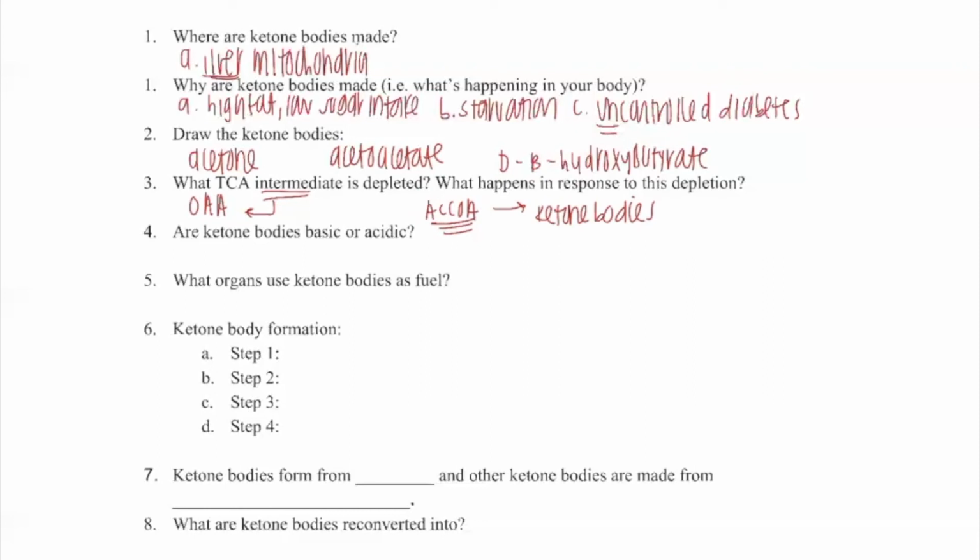Now for number 4, we can talk about what ketone bodies are. Are they basic or are they acidic? In this case, ketone bodies are going to be acidic, meaning that they're going to lower your blood pH. This is why the keto diet could be very dangerous if you're doing prolonged keto, as Dr. Dingwall is saying, because even the slightest change in your blood pH could result in grave consequences.